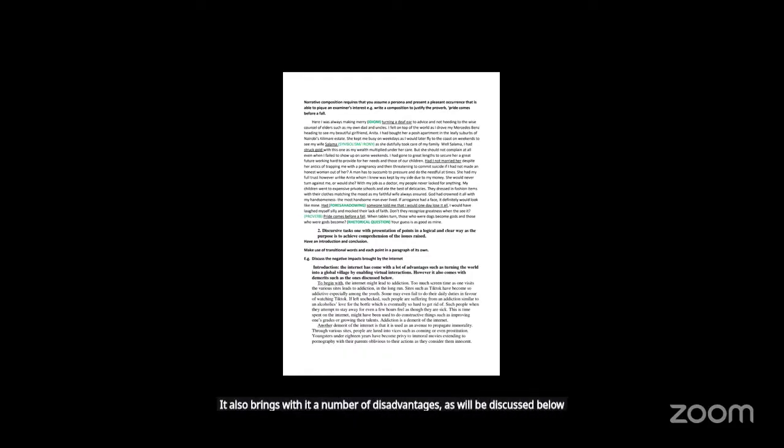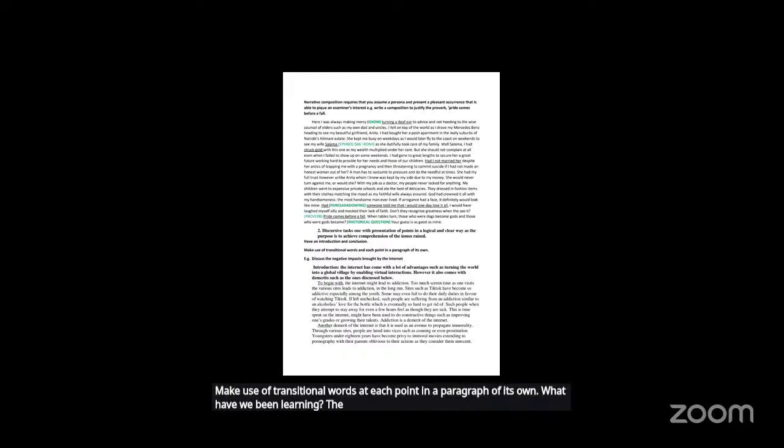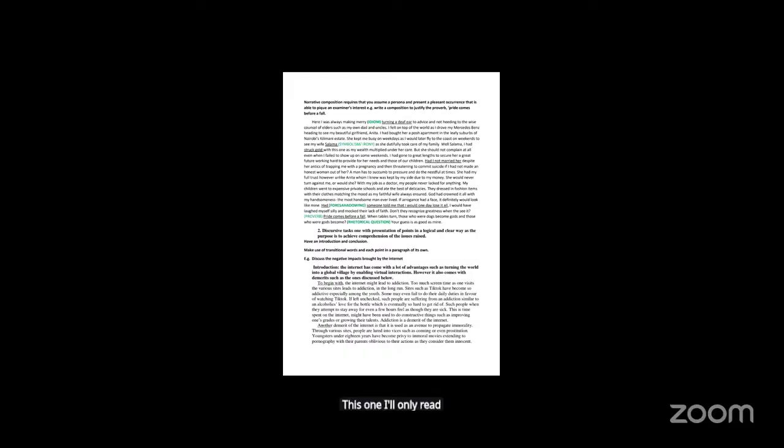Hiyo ni expository writing. How different is it from our essays that we have been doing in the recent past weeks? I'm on discursive, I still continue. Make use of transitional words and each point in a paragraph of its own. Kwani, what have we been learning? The same thing. So this one I'll only read for you one paragraph, and then you can move on.